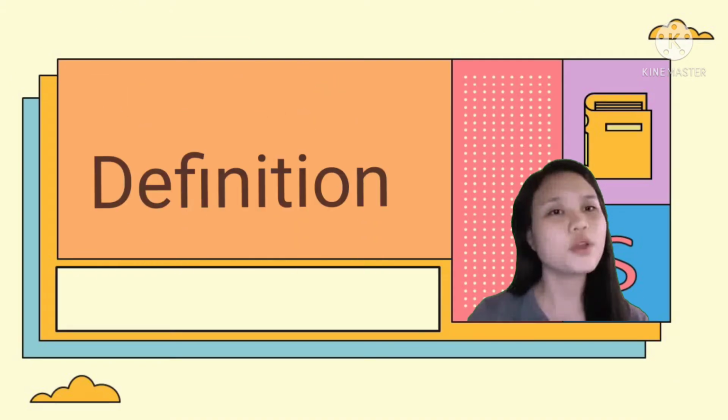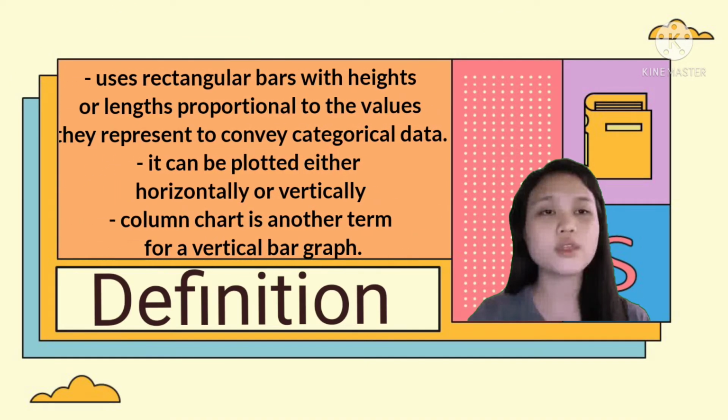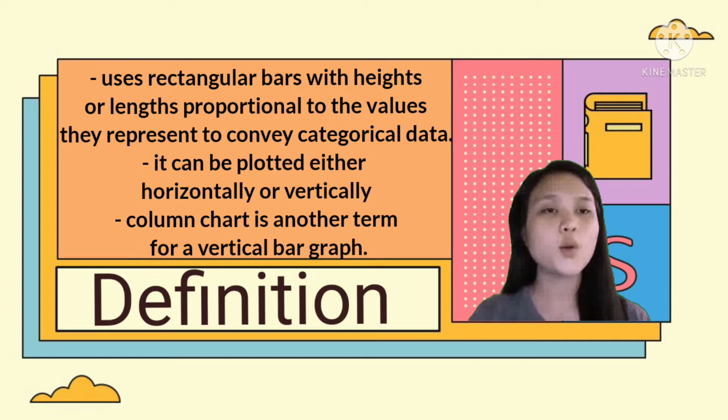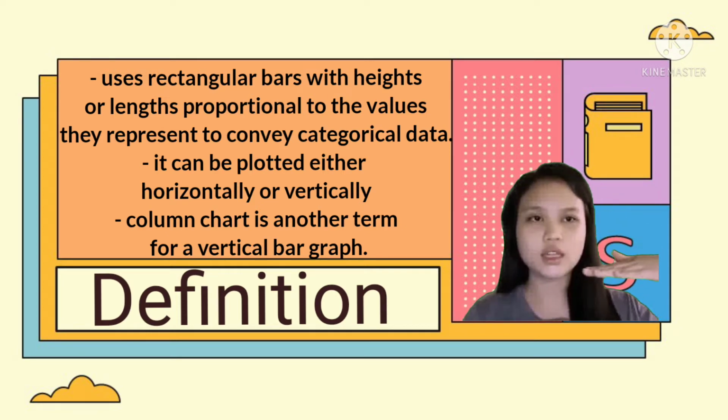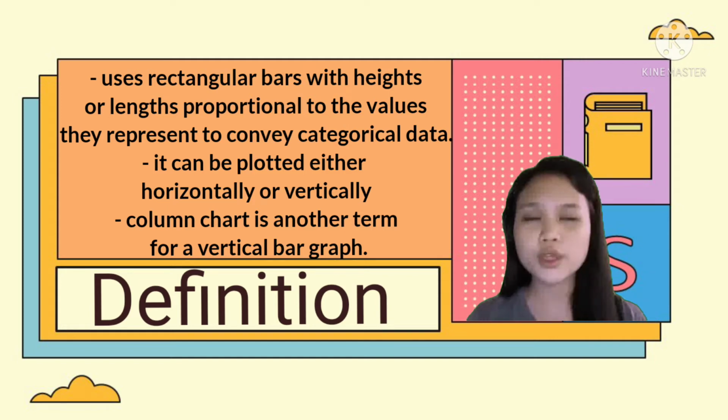A bar graph or a bar chart is a graph or chart that uses rectangular bars with height or length proportional to the value they represent to convey categorical data. The bars can be plotted either vertically or horizontally. A column chart is another term used for vertical bar graph.